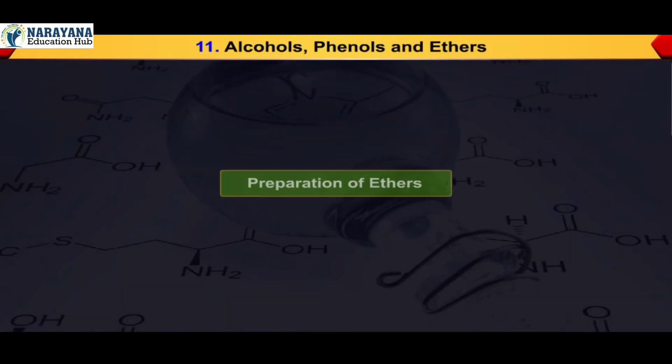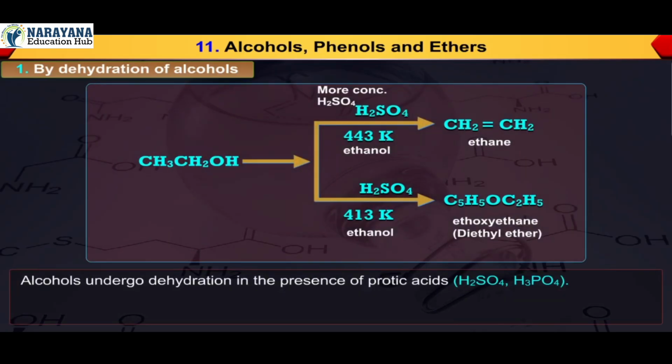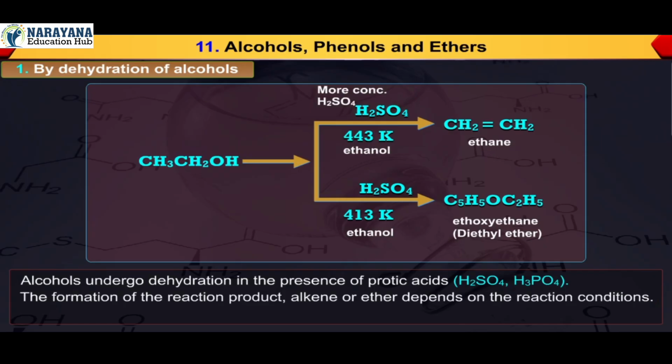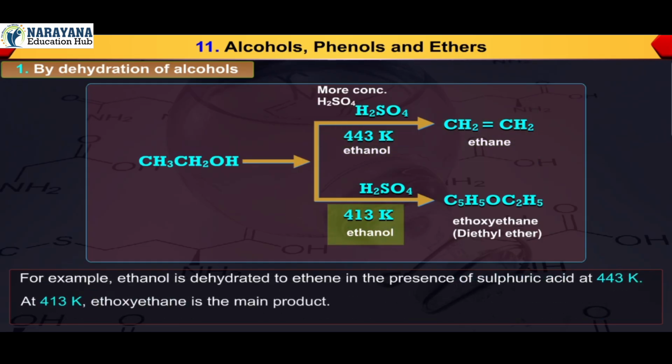Section 4. Preparation of ethers. 1. By dehydration of alcohols. Alcohols undergo dehydration in the presence of protic acids, that is H2SO4, H3PO4. The formation of the reaction product, alkene or ether, depends on the reaction conditions. For example, ethanol is dehydrated to ethene in the presence of sulfuric acid at 443 Kelvin. At 413 Kelvin, ethoxyethane is the main product.